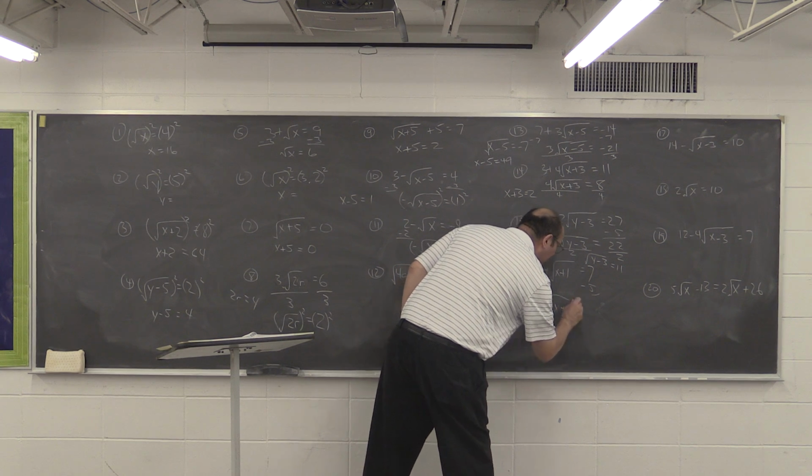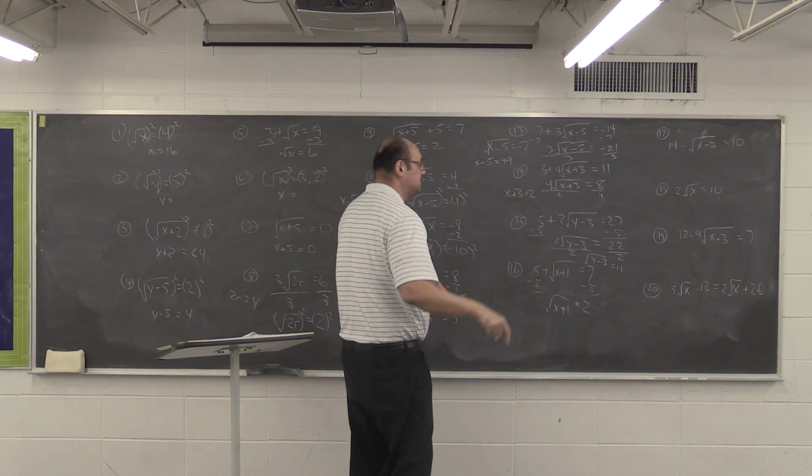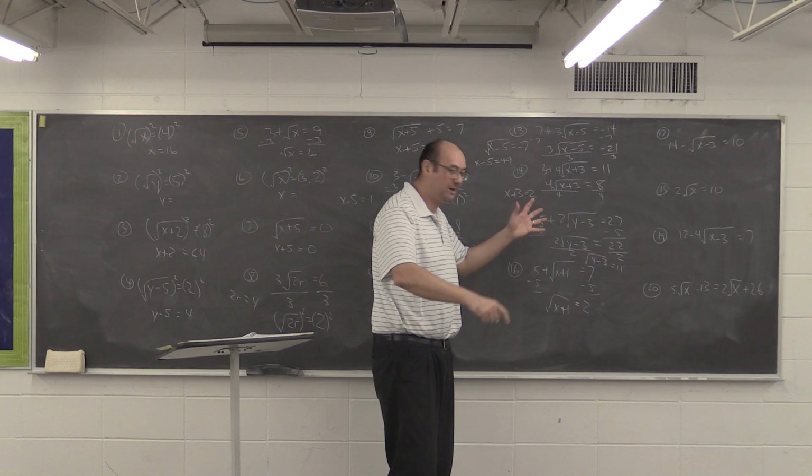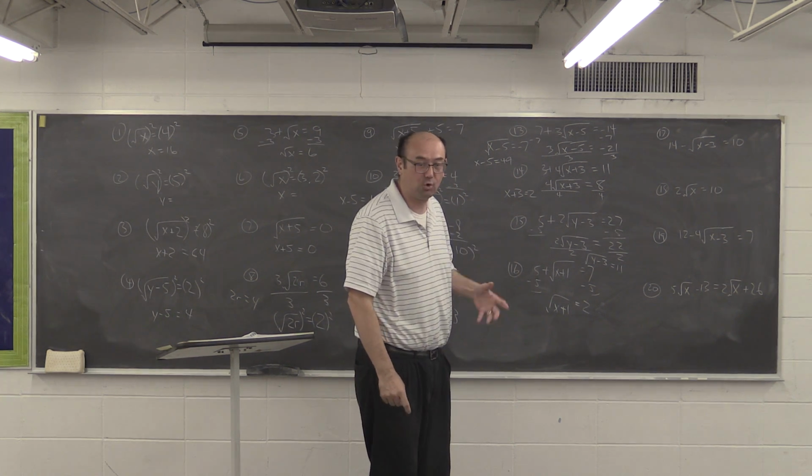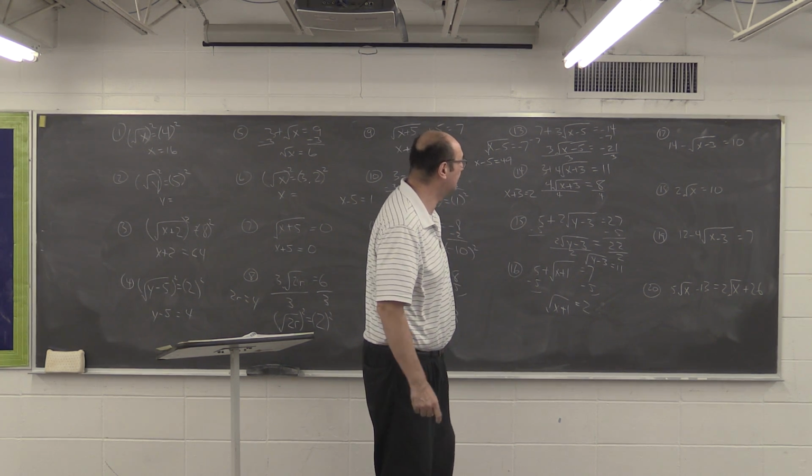Number 16, subtract 5 from both sides. Square root x plus 1 equals 2. Square both sides, x plus 1 equals 4, okay? You might want to subtract 1, get an answer there.